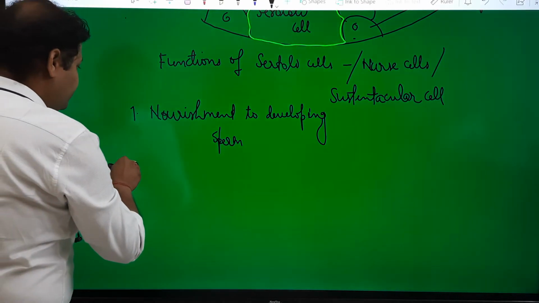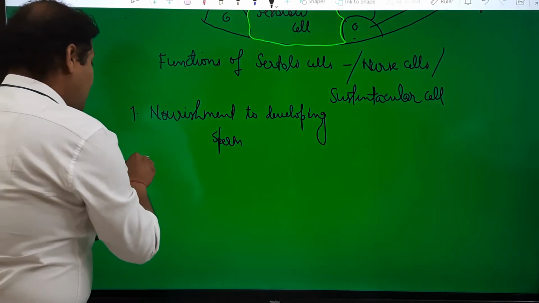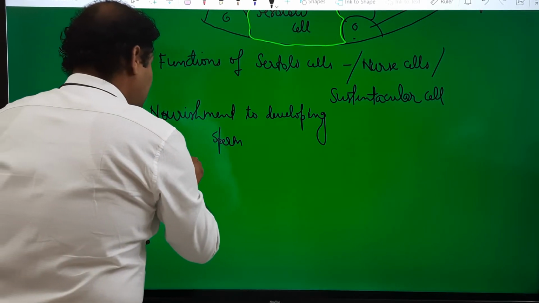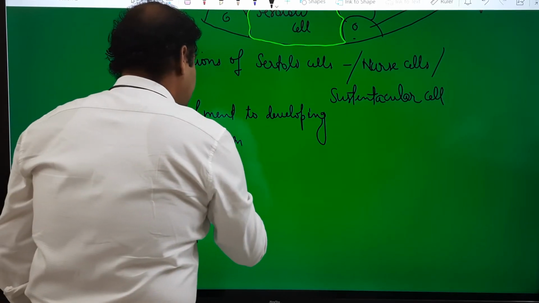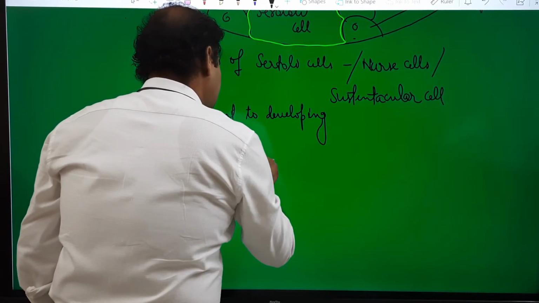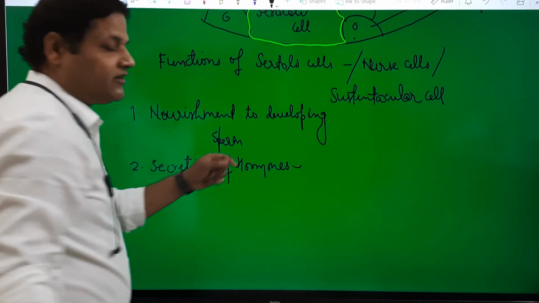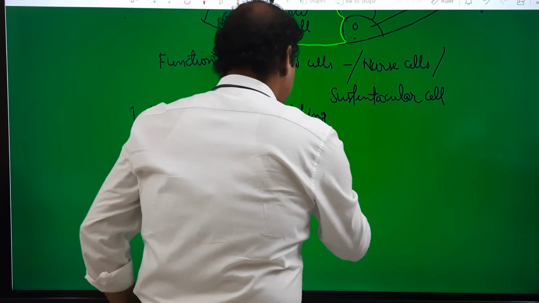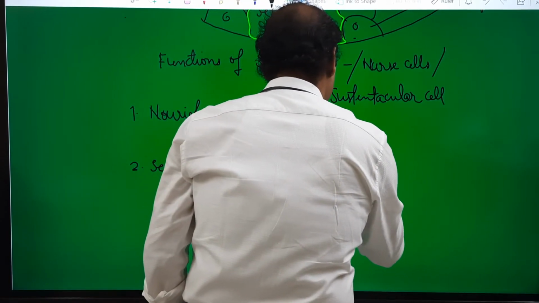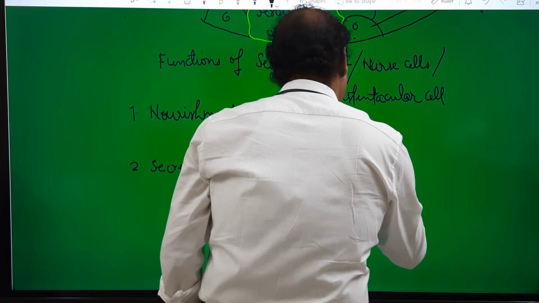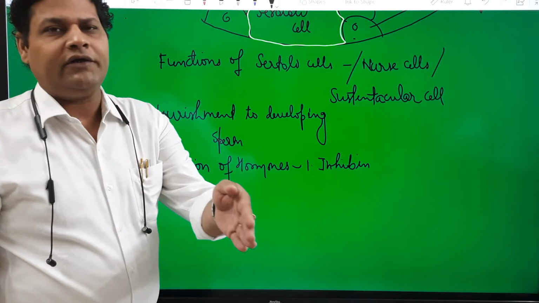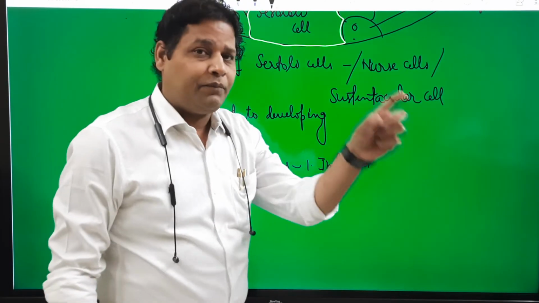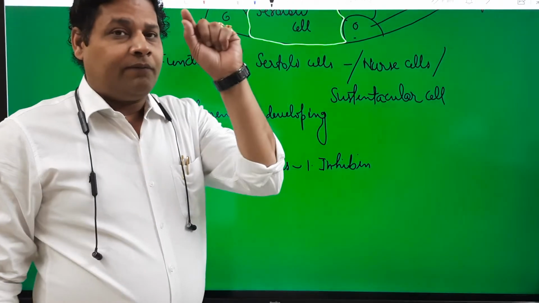Secretion of hormones. At least two hormones are released by Sertoli cells. Number one, inhibin, a very important hormone. It is also secreted in the female body, by granulosa cells and the corpus luteum, but in males it is secreted by the Sertoli cell.